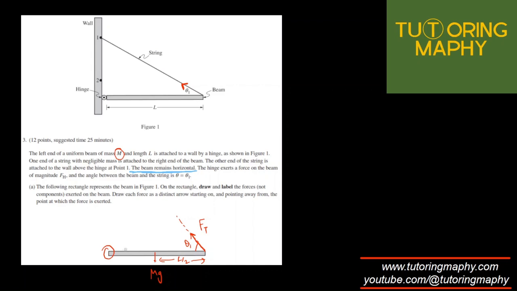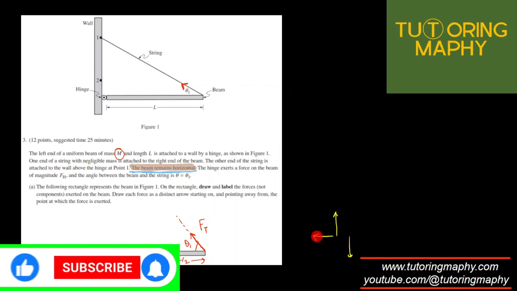So for the hinge, we do not know where it is directed because there is a tension force, and the tension force has a component on the top and the left, and there is a gravity downwards. Maybe these two forces cancel each other, maybe they do not, because ultimately I want everything to be cancelled because the beam remains horizontal, so the net force should be 0. And definitely there should be a hinge force to the right because there is no other force to counteract the left force of the tension.